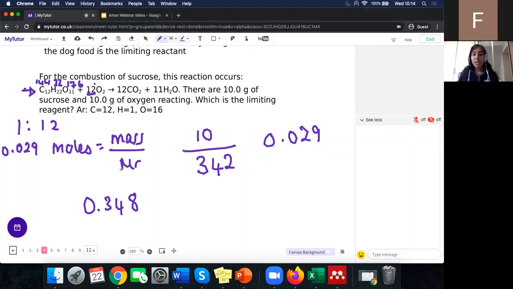Remember then to calculate the mass of oxygen, and the reason we're calculating the mass is to see if oxygen is the limiting reactant or not. So 0.348, we multiply then by the AR of oxygen. Oxygen has an AR of 32 because it's O2. So 0.348 times 32, what's that? 0.348 times 32.